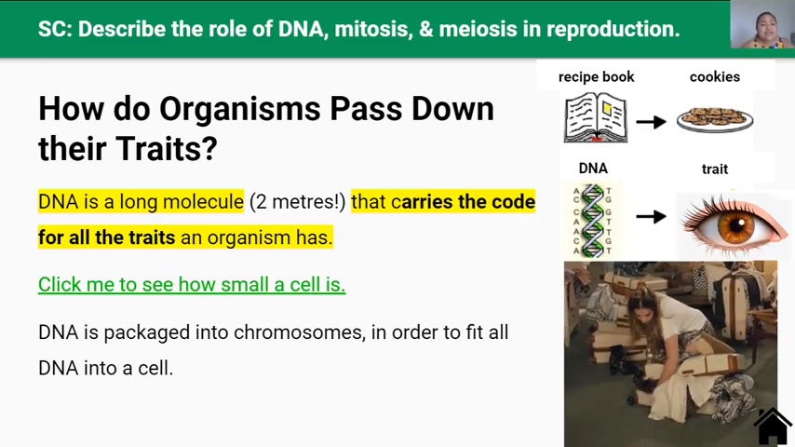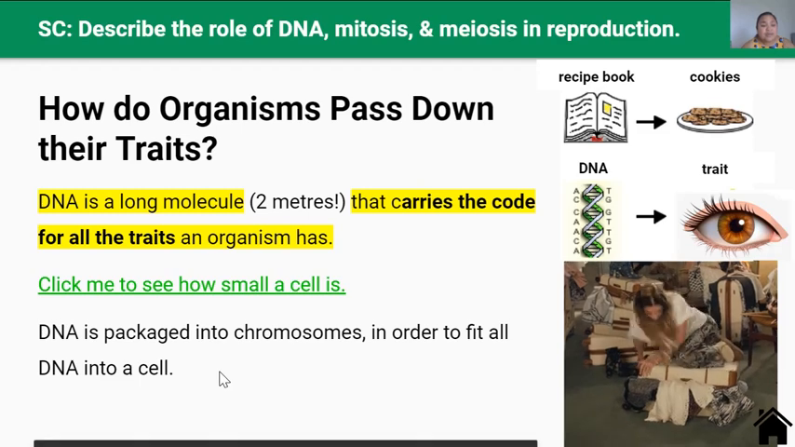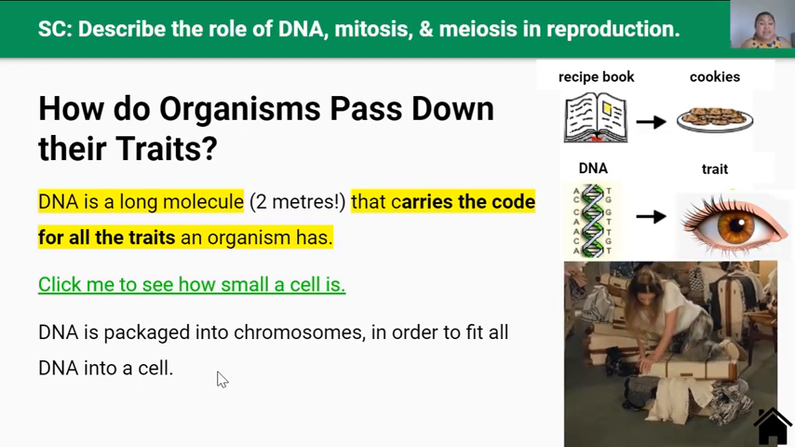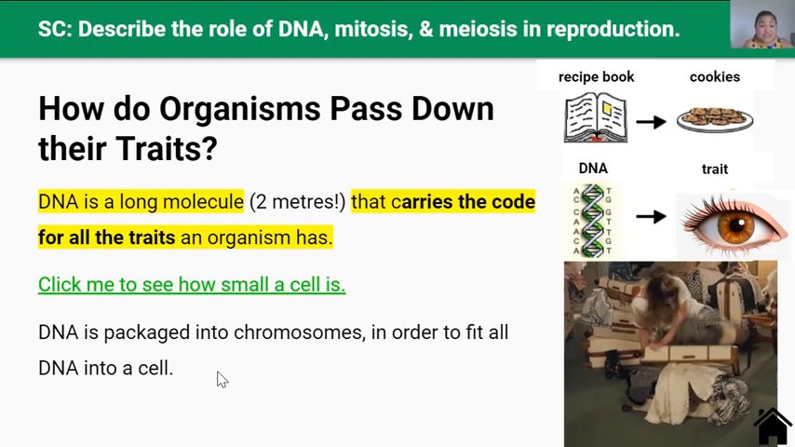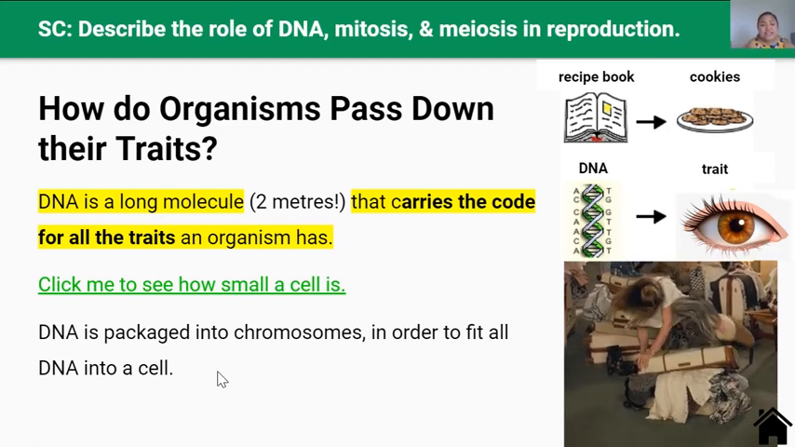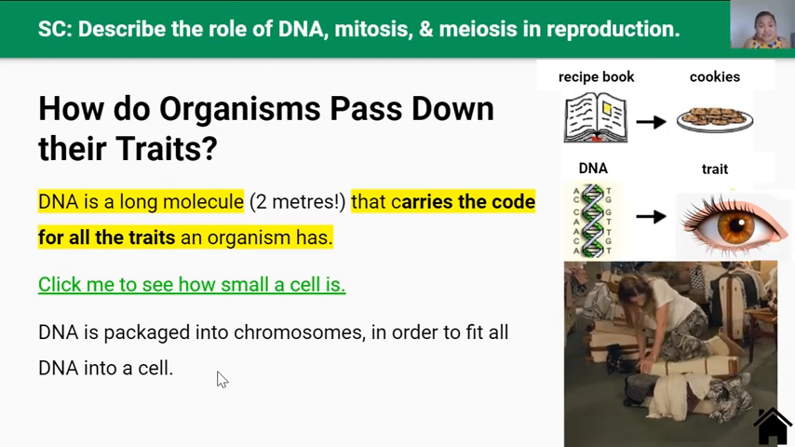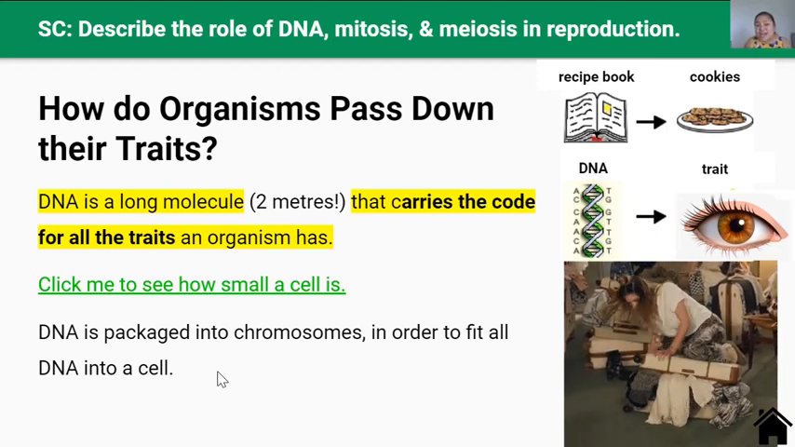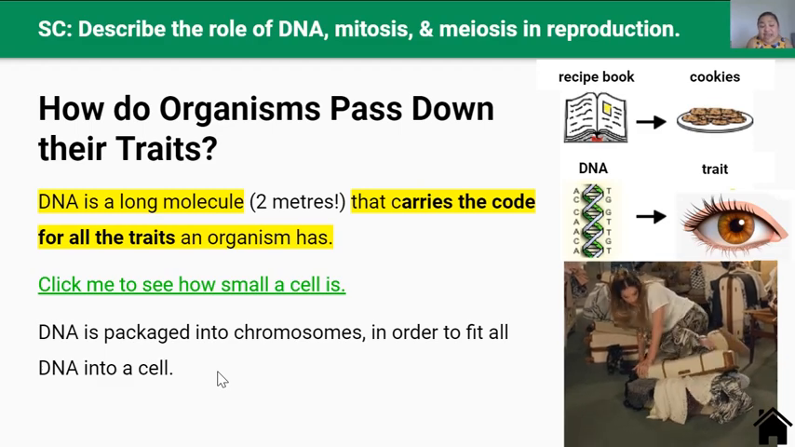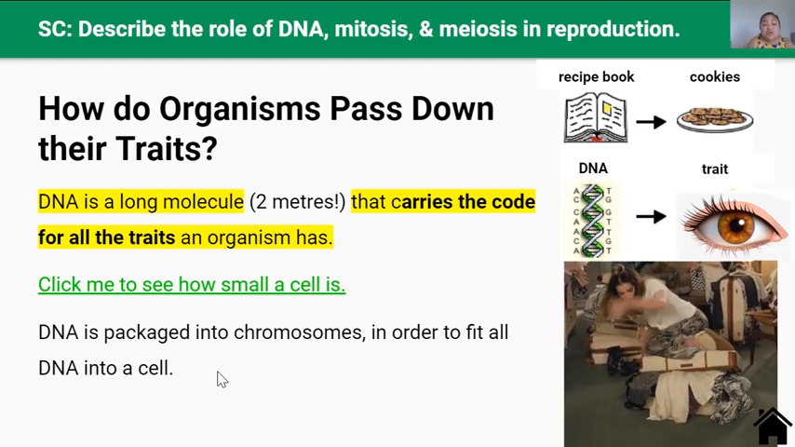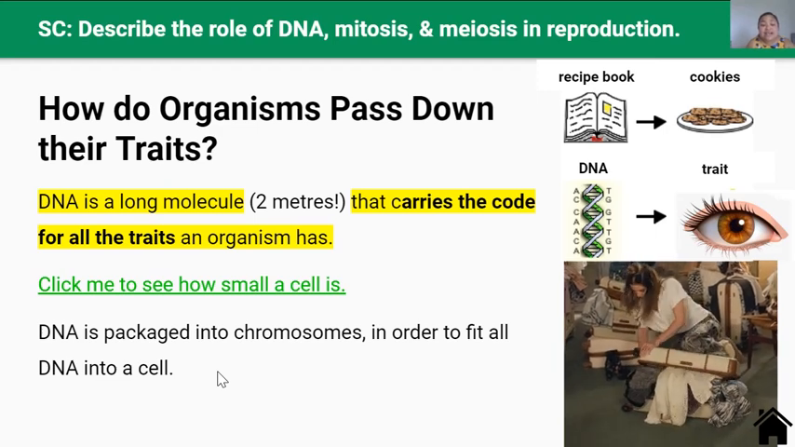Now, remember how I said DNA is very long? One DNA molecule is actually 2 meters long. That's the height of the door we have in this classroom. And all of that DNA has to be packaged into a cell. And a cell is really tiny. The largest human cell is actually a female's egg. And Miss Adviento will now pause the video to show you just how small a cell is.